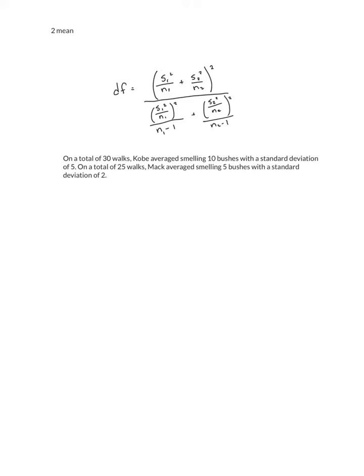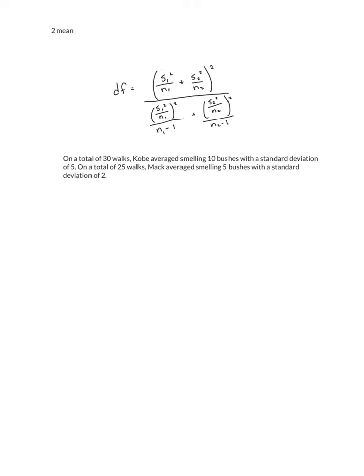So for our first example here, calculating degrees of freedom with two means, I went ahead and gave you some data on my dog, Kobe, and on my best friend's dog, Mac. So having all this information here, we're going to try and calculate the degrees of freedom we'd use if we ran a confidence interval or hypothesis test for this.